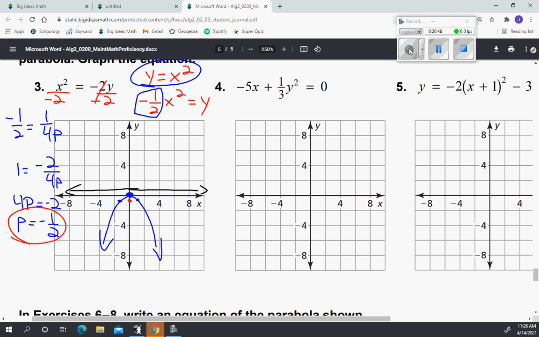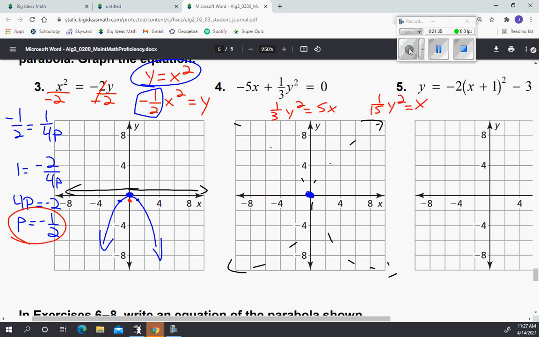Okay, so we just want it in y equals x squared or x equals y squared form. This one here, I'm going to add that 5x over, so I have 1/3 y squared equals 5x. Now I'm going to solve for x. I'm going to divide by 5 on both sides, so I get 1 over 15 y squared equals x. My vertex is going to be at 0, 0, but I'm going to be opening up sideways because I have y squared. Okay, so my parabola is either going to be like this or like this.